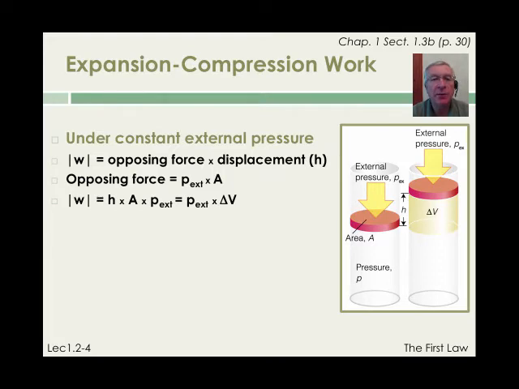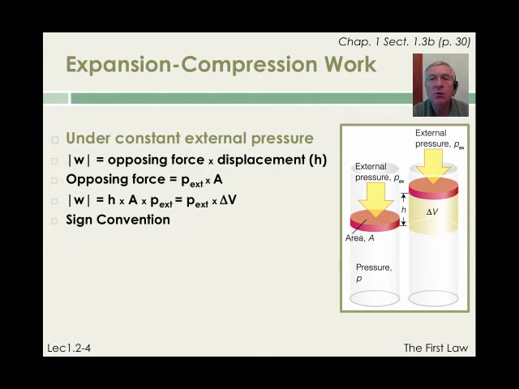Then you should note that the product of h by A is actually equal to the volume traveled by the piston during the expansion. This volume is also the change in the volume of the gas during the expansion. So we can express the expansion work as W equals P external times delta V equals P external times final volume minus initial volume. Now we need to address the issue of sign for this work.